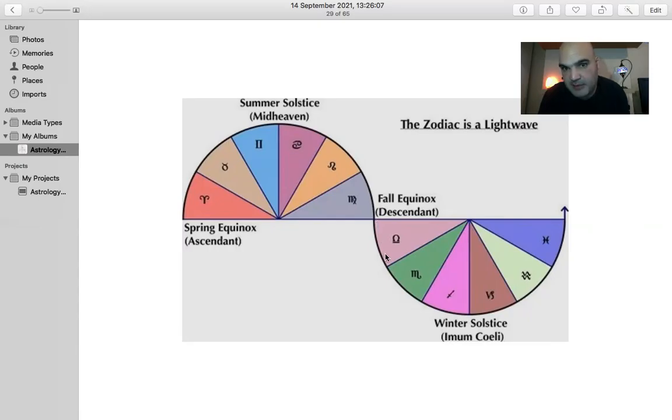So you have 6 p.m. to 8 p.m., 8 p.m. to 10 p.m., 10 p.m. to 12 a.m. And then you've got 12 a.m. to 2 a.m. and then 2 a.m. to 4 a.m. and then 4 a.m. to 6 a.m. and then the cycle starts again.